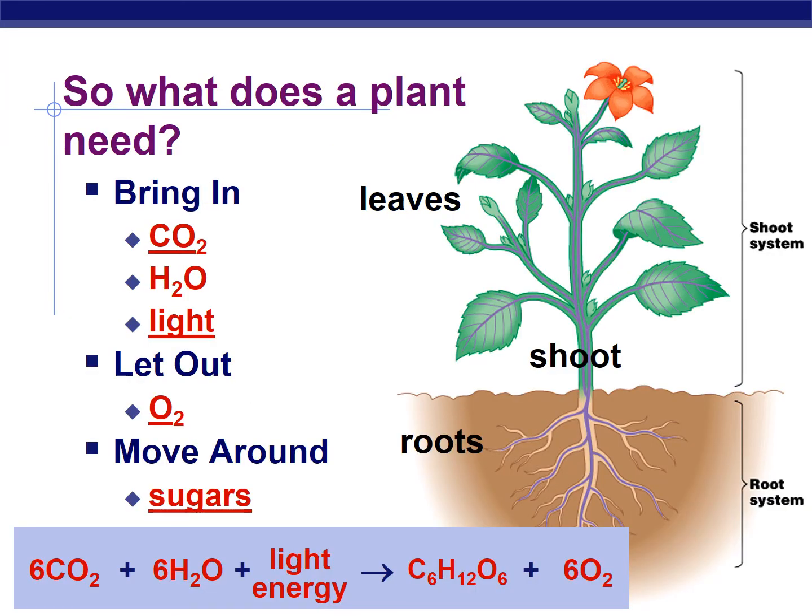All right, so we're going to summarize all of this stuff a little bit here on this slide. So what does a plant need to survive? It needs to be able to bring in carbon dioxide, it needs to bring in water, and it needs to absorb light. It needs to get rid of oxygen, and it needs to move around the sugars that it's making. Okay, so it's got different adaptations for doing these things.